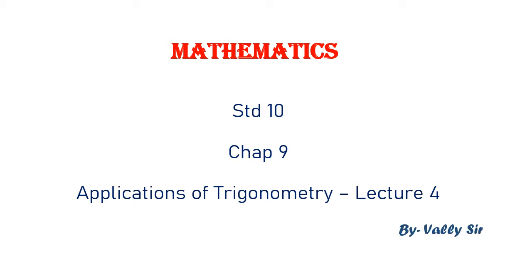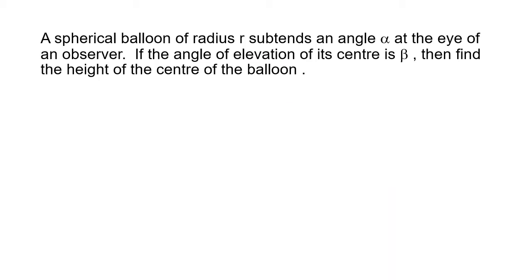So we have the first question. A spherical balloon of radius r subtends an angle alpha at the eye of an observer. Now what does it mean? If you take a spherical balloon and watch it, there are two opposite ends of the balloon. When you look at the ends of the balloon, it makes an angle alpha. Now if the angle of elevation of its center is beta, then find the height of the center of the balloon. So here you have to draw the diagram first.